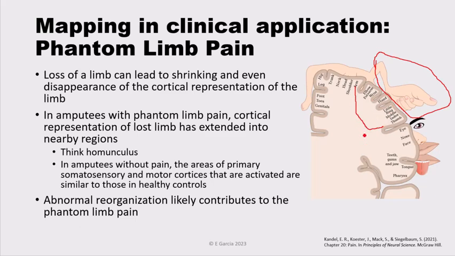And so sometimes the brain is like, yeah, you know what? We're gonna reassign this to other things. And so sometimes this happens in a good way, sometimes it happens in a not good way. And in amputees with phantom limb pain, that's actually what's happening here. They're getting a reorganization that's not super helpful.